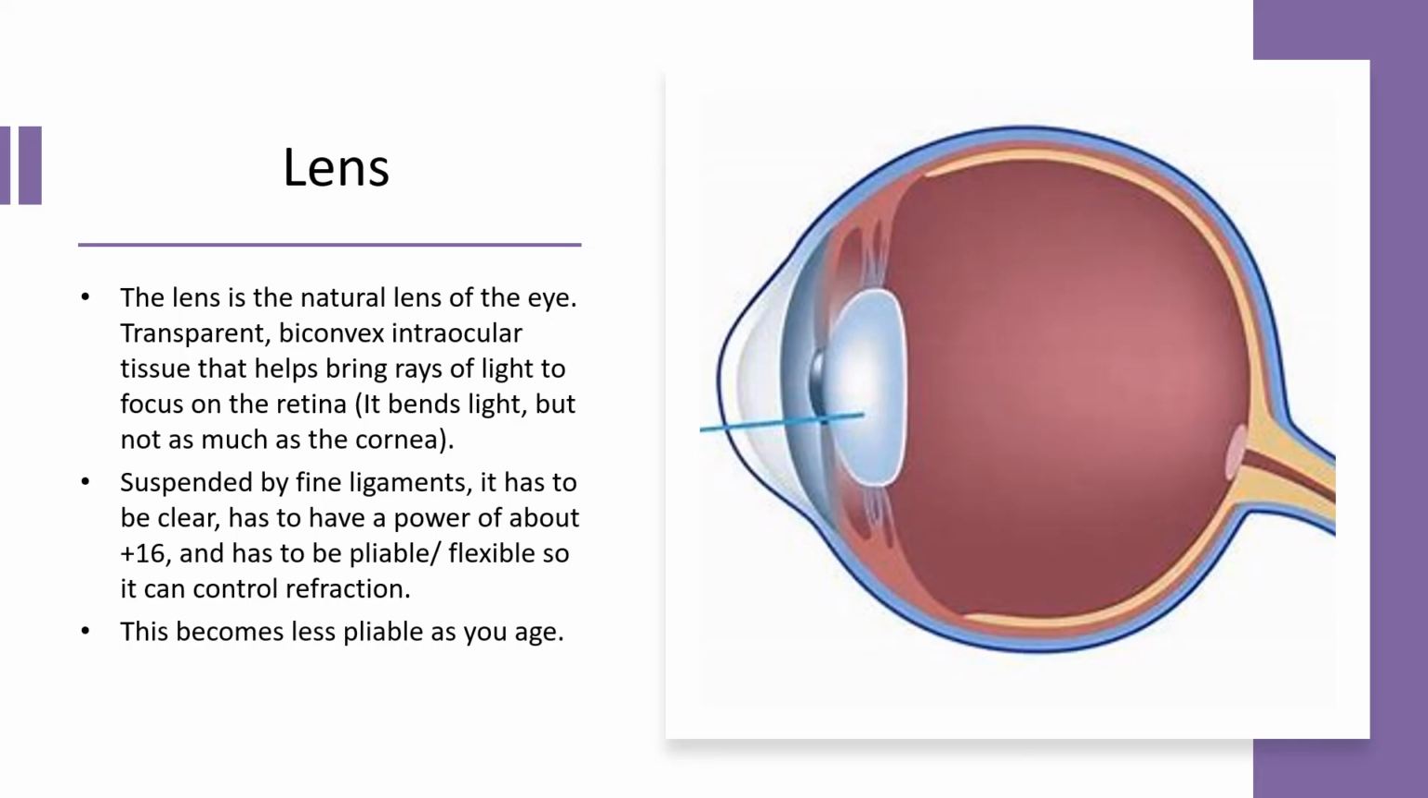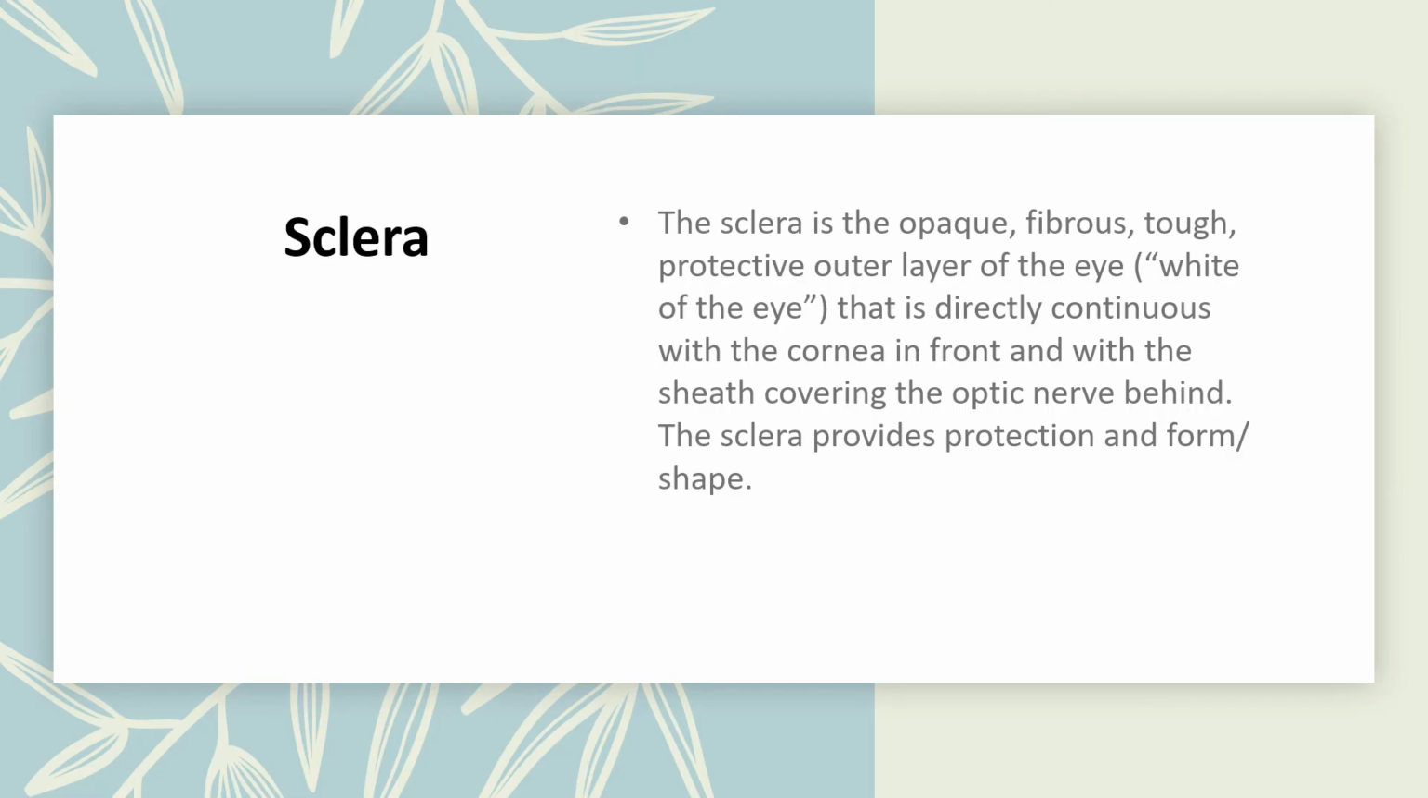The lens is a natural lens of the eye. It's transparent and it's tissue that helps bring rays of light to focus on the retina. It bends light, but not as much as the cornea. So the sclera is the opaque, fibrous, tough, protective outer layer of the eye. The white of the eye, that's directly continuous with the cornea in front, with the sheath covering the optic nerve behind. It provides protection and helps the eye to form its shape.